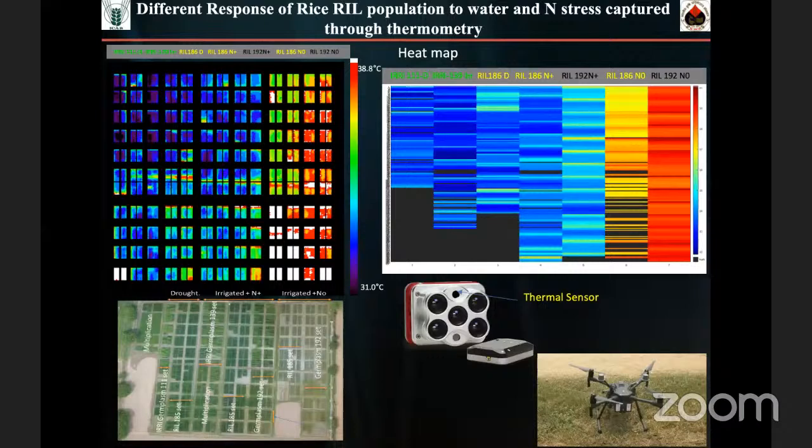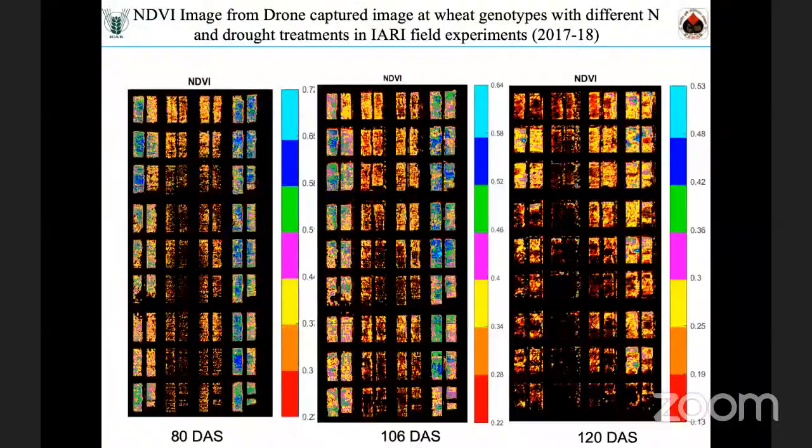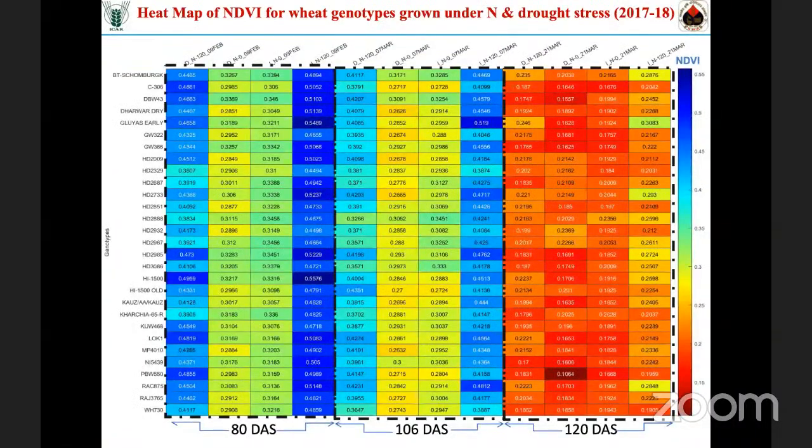The same is also done with thermal remote sensing. This is what the thermal camera flown over a drone captures, and you are able to see the differential response with respect to the canopy temperature, and you are able to again differentiate the different genotypes that you have. The same thing is given here at different days of sowing.